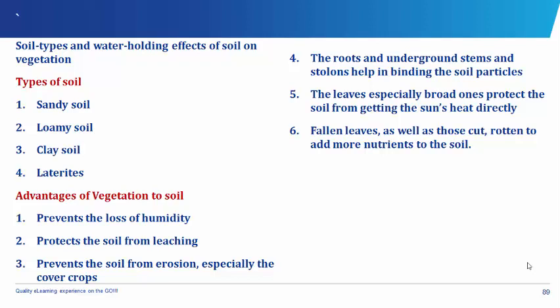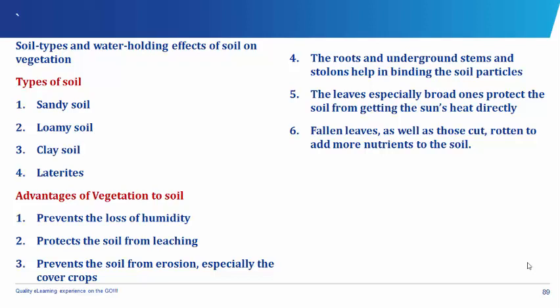Advantages of vegetation to soil. 1. It prevents the loss of humidity. 2. It protects the soil from leaching. 3. It prevents the soil from erosion, especially cover crops. 4. The roots and underground stems and stolons help in binding the soil particles.